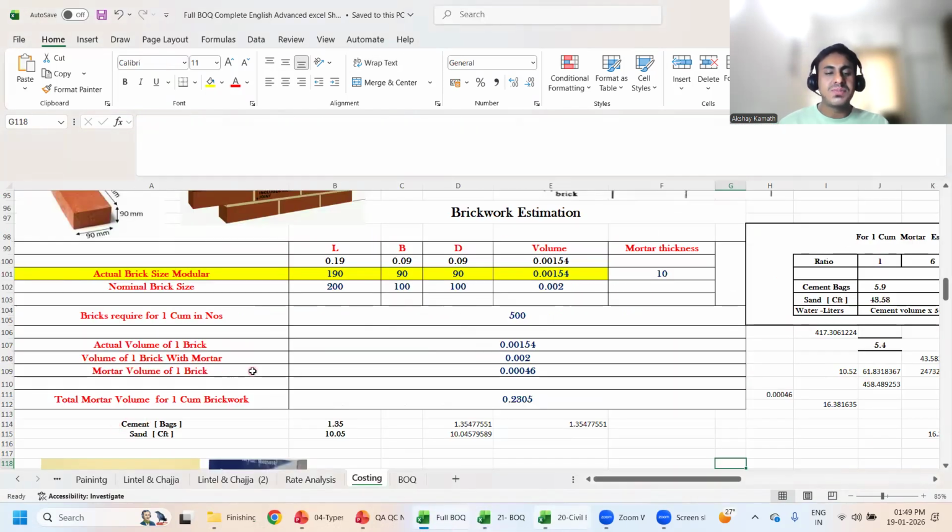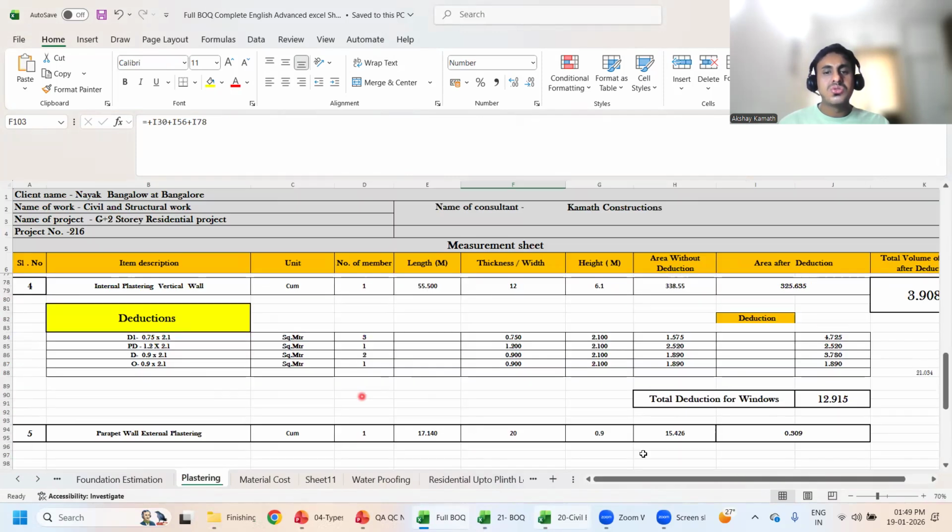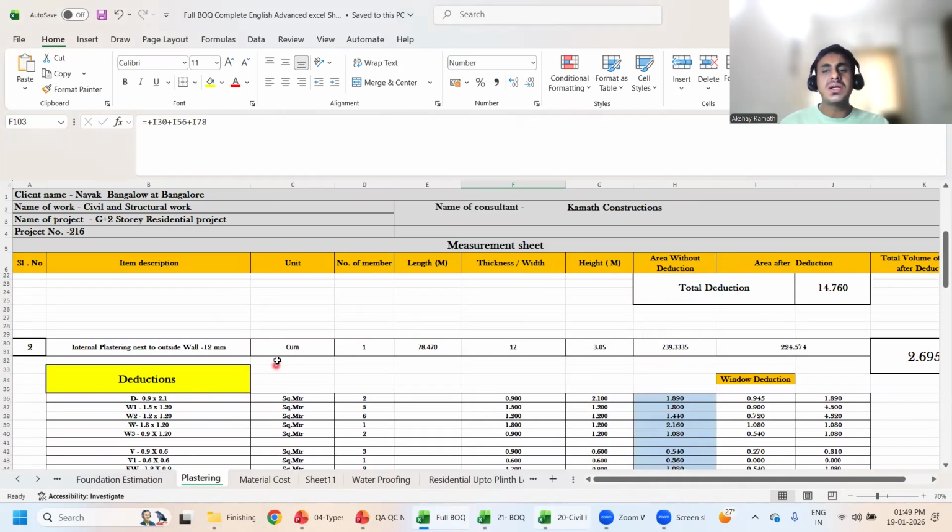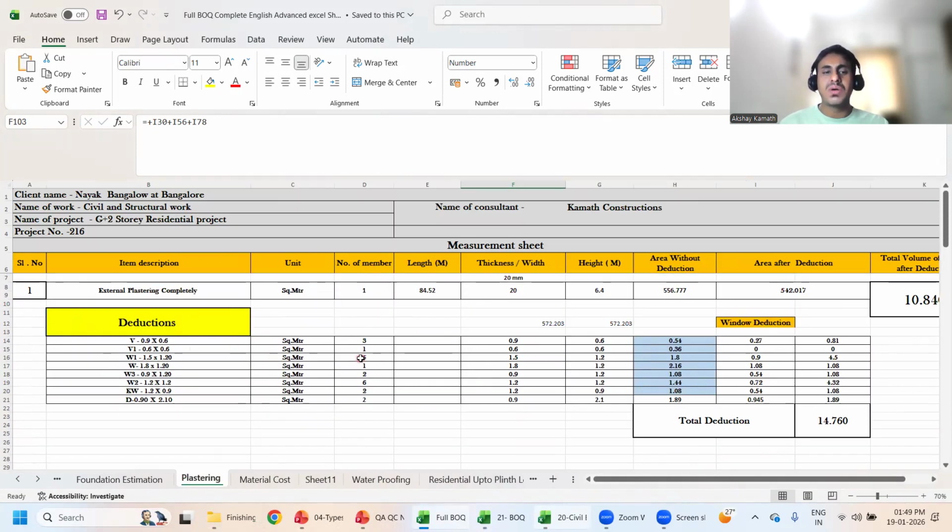So estimation, I will not explain how to do the estimation in full, but yes, I'll explain how it is done. Okay. So I'll go to plastering. Here you see, this is a plastering Excel sheet that I've created. This is for external plastering work. Wherever the windows and doors are coming, there the plastering will not happen. You have to do the deduction for that. All the deductions I have done.